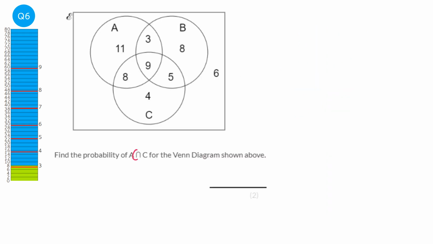So the symbol here basically means "and". The way I remember it is, if you draw that symbol and just put a line through it, you can make the word "and". So we're looking at the probability of getting something that is in A and C. The only ones that are in A and C are this 8 and this 9 here. So we're going to just add the 8 and the 9 together, which gives us 17.